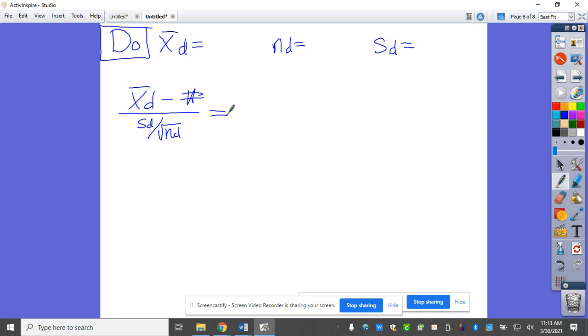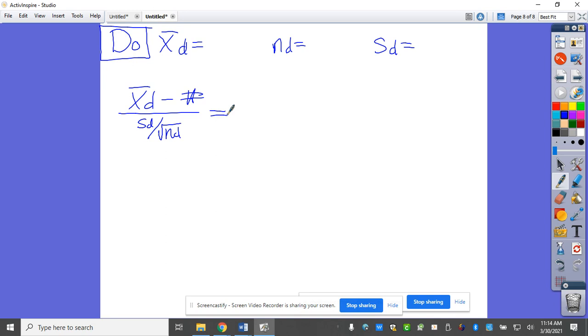So when I go to stat tests, where do I go? Is it 1 or 2? 1. Is it proportion or not proportion? Not proportion. Is it a test or an interval? Test. Is it Z or T? So our only possible option is 2, which is T test. Data or stats? Data, because we've got it already typed in a list.